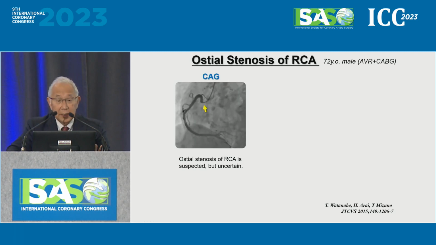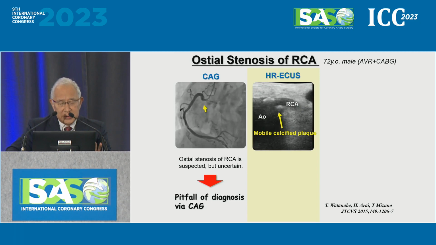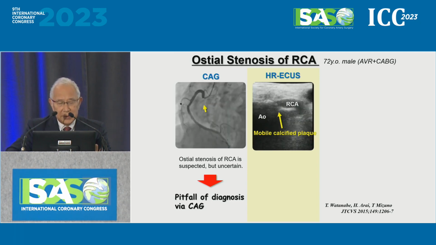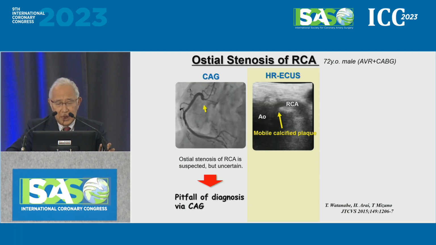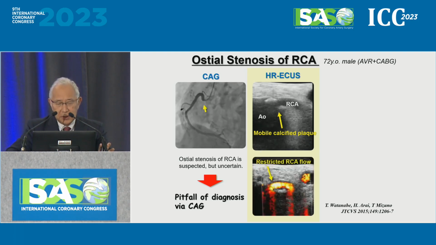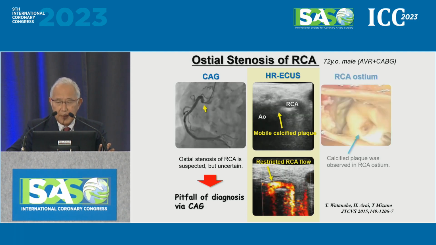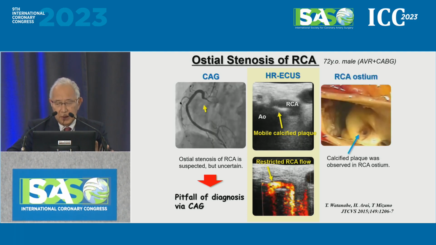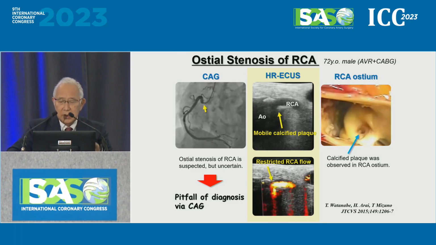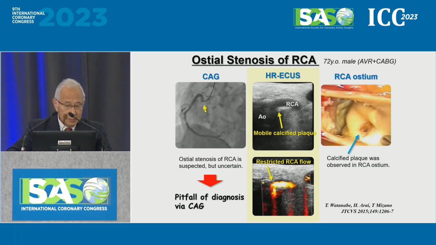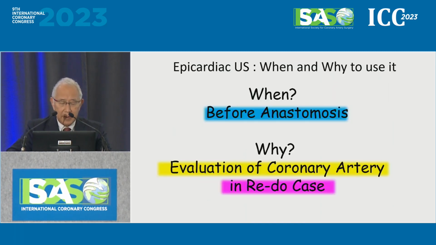This is another interesting case of that. Sometimes the stenosis of the right coronary artery is difficult to detect by cine angiograms, a kind of pitfall of diagnosis. If you put the probe at the origin, I could find a mobile calcium plaque and restricted right coronary artery flow. In this particular case, I did aortic valve replacement and also a right coronary bypass. So the actual picture is, you can find the actual plaque over there.